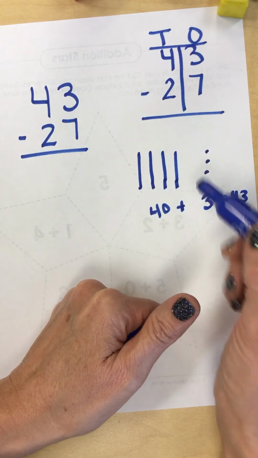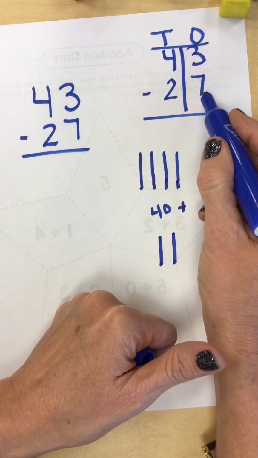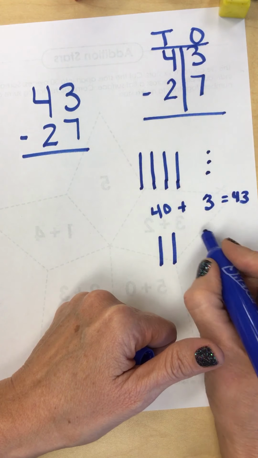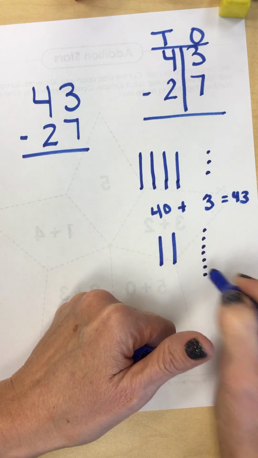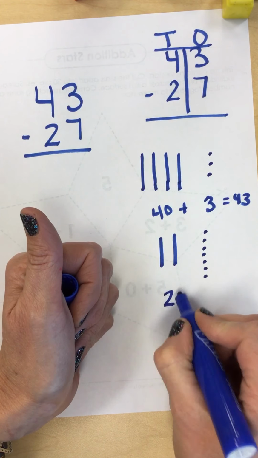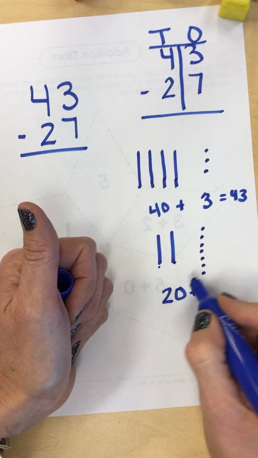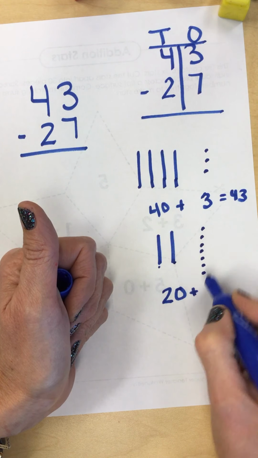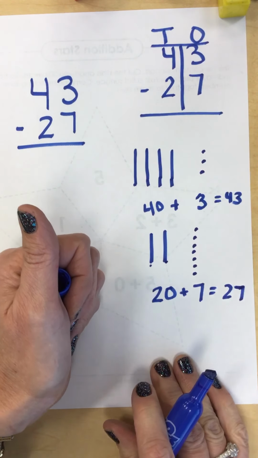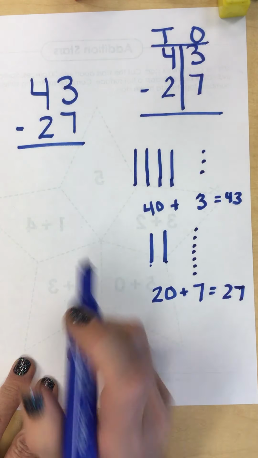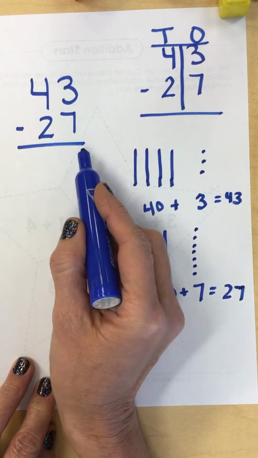And here we have 2 tens, 1, 2, and how many ones? 7. 1, 2, 3, 4, 5, 6, 7. So here we have 20, plus 7 equals 27. Okay. So now my question says I want to subtract 43 minus 27.